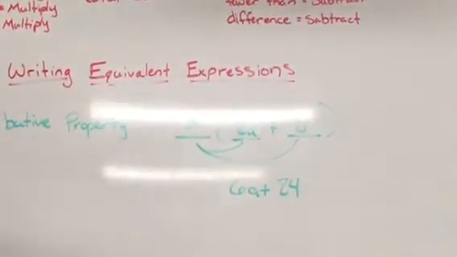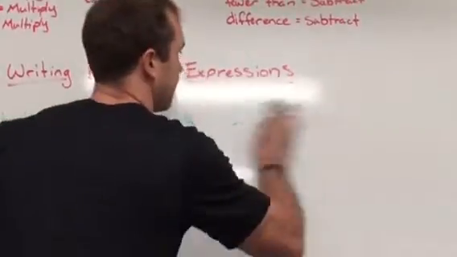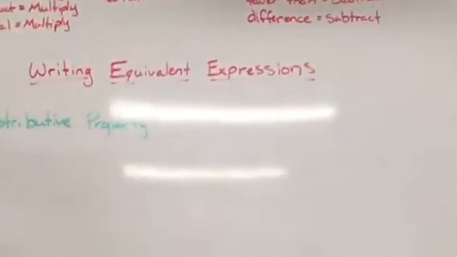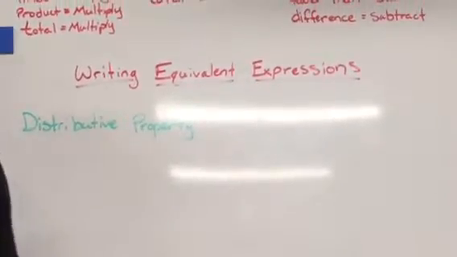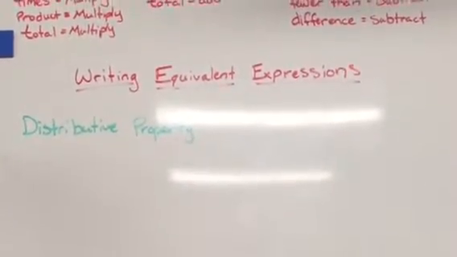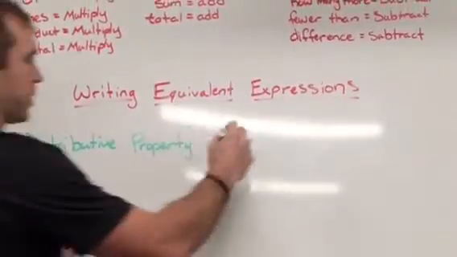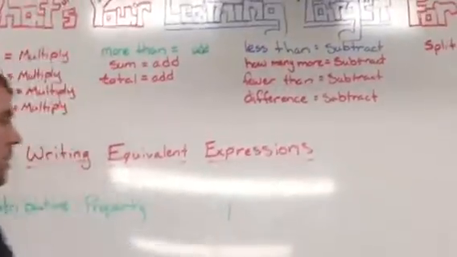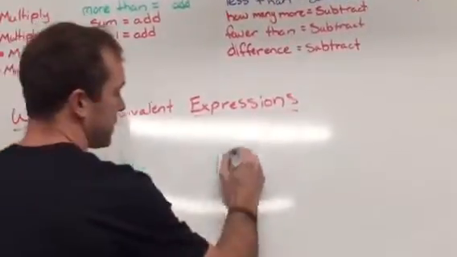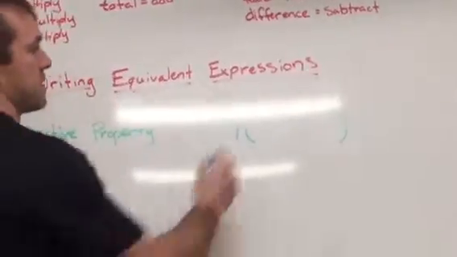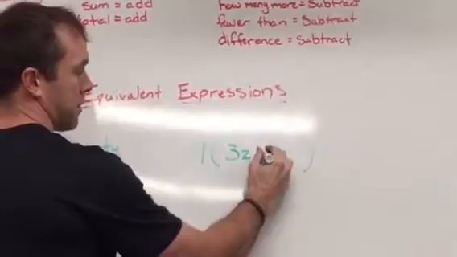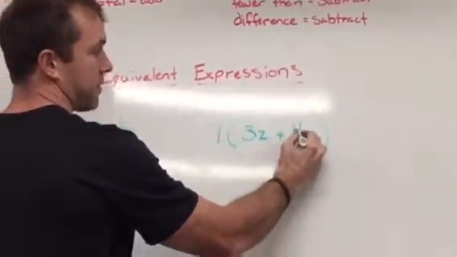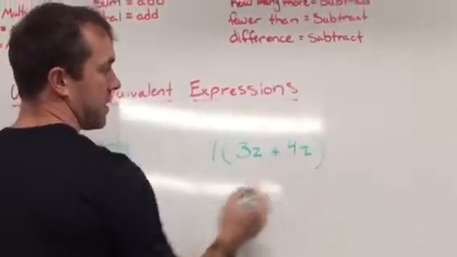So understand that the distributive property... Okay, what does it look like? What's the distributive property look like? Someone tell me how to write a problem that would use the distributive property. Brody. 7. I had 3 of them. 7, 21. Okay, then what? Parentheses. 3z on the inside. 3z plus 4z.